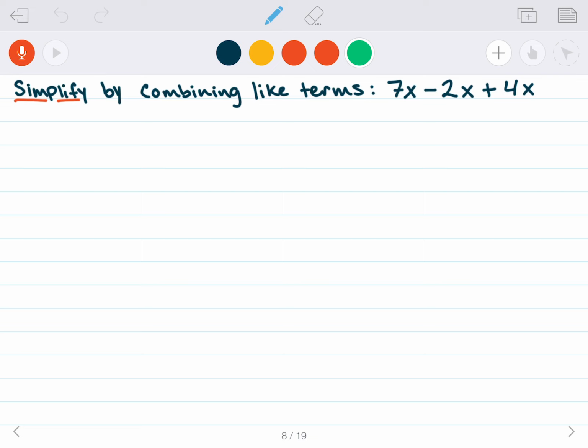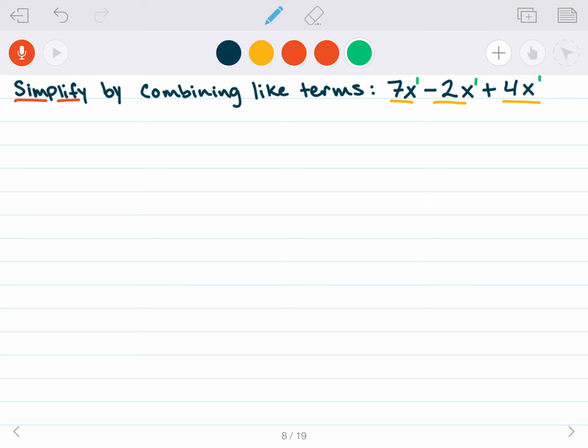We want to simplify by combining like terms, and what I like to do is underline my like terms in the same color. So here I have 3 terms. I have 7x, negative 2x, and 4x, and these are all like terms. Condition 1 is that they all have the same variable. That's true, they all have an x. Condition 2 says they all have to have the same exponent on their respective variables, and that's 1. All of those have an exponent of 1 understood to be there. That means we can combine them.